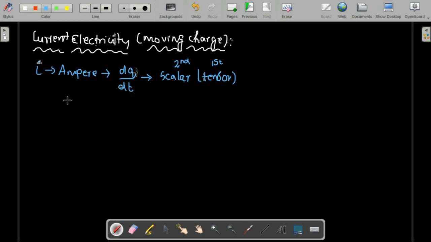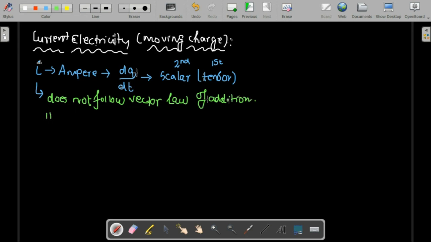But why is current not a vector? That is also a very important factor. Whenever something wants to be a vector, it should follow certain laws, in fact the vector law of addition. If you consider current, it does not follow the vector law of addition, and that is why it is not a vector. We say that the current will flow in a direction opposite to the flow of electrons. Then how can we say that it's a scalar and not a vector? Because it does not follow the vector law of addition.